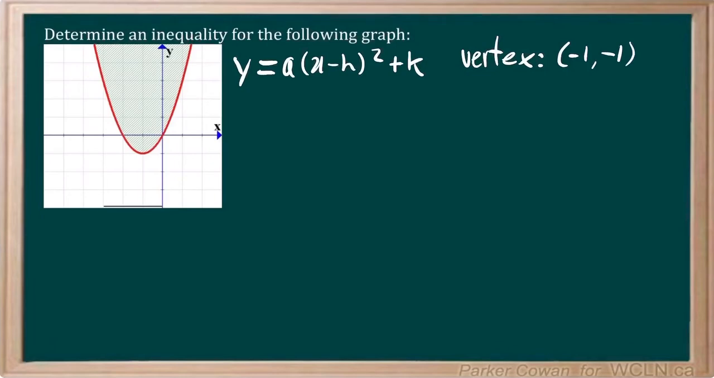That means we're just going to plug these values in for k and h. We can also see that our coefficient a is just going to be 1 because it's just going over 1, up 1, so there's no expansion. So we have y equals (x minus -1) squared plus -1. All right, so let's simplify those signs.